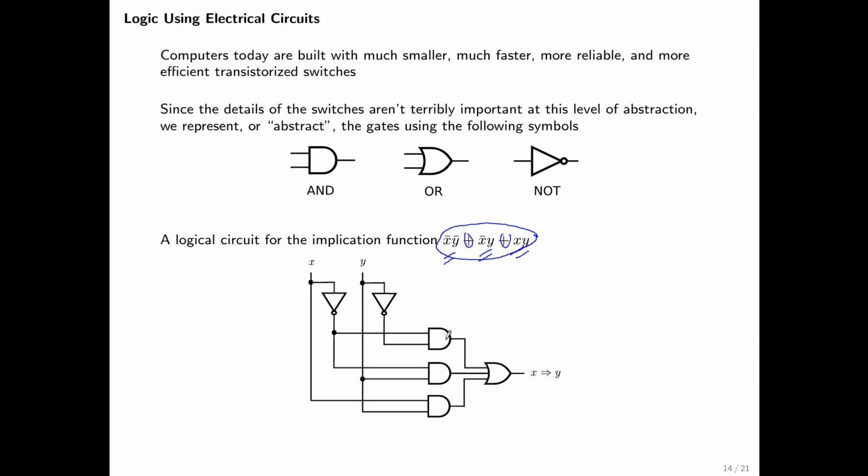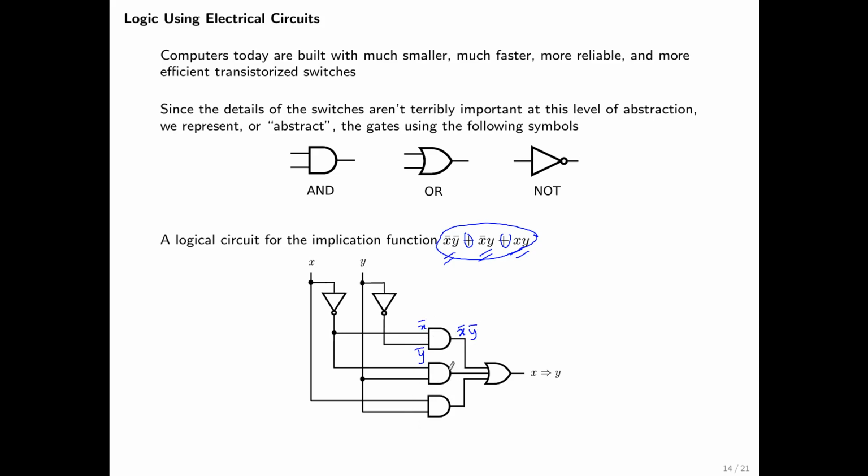This gate here computes X bar, Y bar. Why is that? Well, look at how this input comes in for this AND gate. It is X passed through a NOT gate, right? So what you get here is simply X bar. What about this one here? Well, it is Y after it passes through a NOT gate, so this input is Y bar. And since this is a logical AND gate, it simply does an AND operation on these two to get X bar, Y bar.